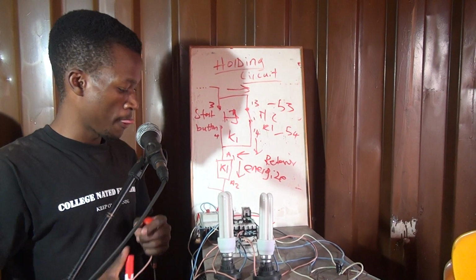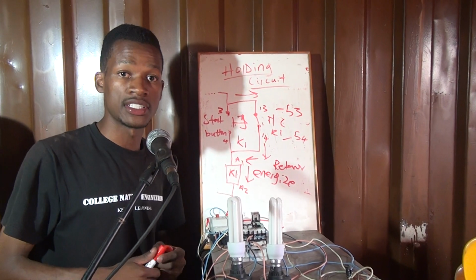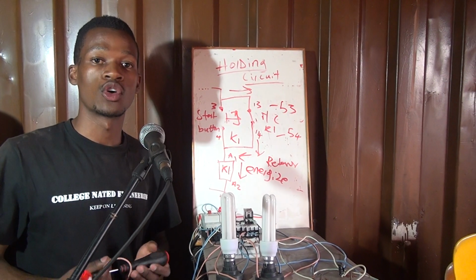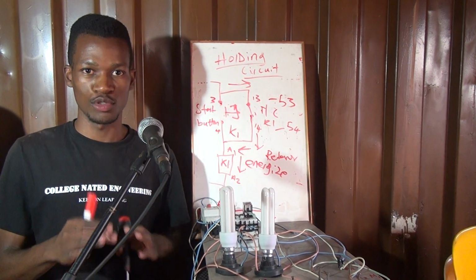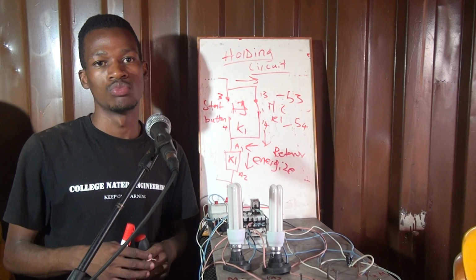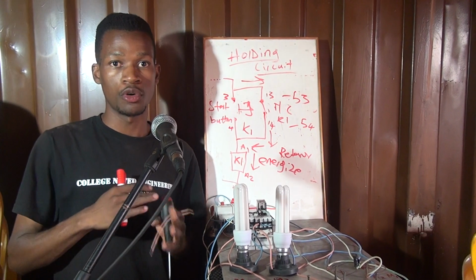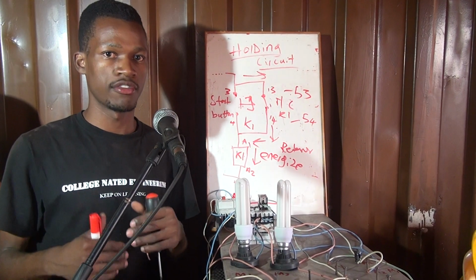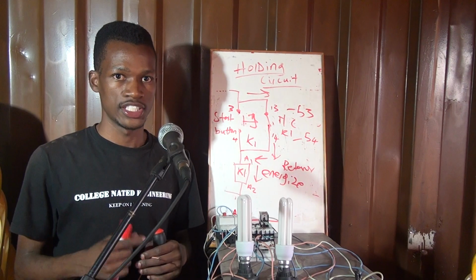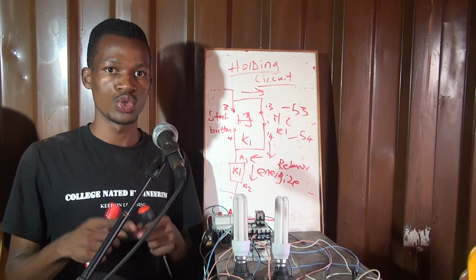So that's it for the retainer and holding circuit or holding contact. So make sure that you play around with those so that you can be able to do fault finding. Because in fault finding, when you're busy with troubleshooting, you'll have a situation where your contactor doesn't energize. Then you just have to check those 13 and 14.